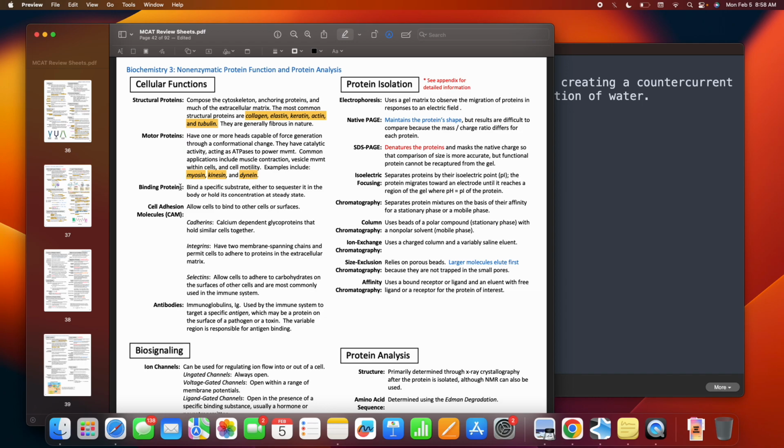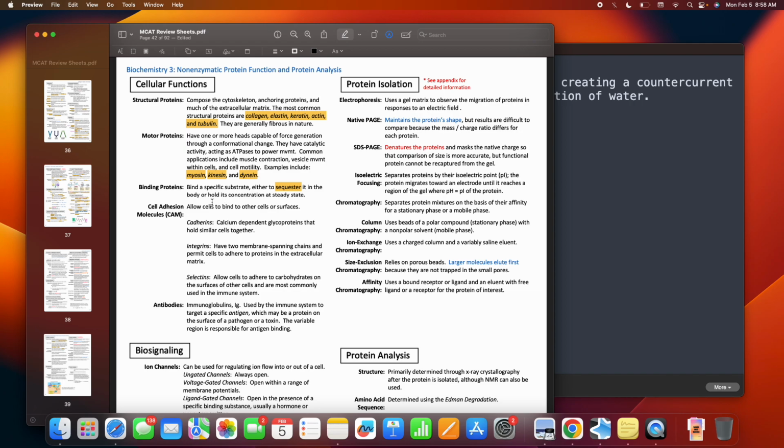Then we have binding proteins. They bind a specific substrate either to sequester it in the body or hold its concentration at steady state. I think sequestering the substrate in the body means that you're holding it in the body.